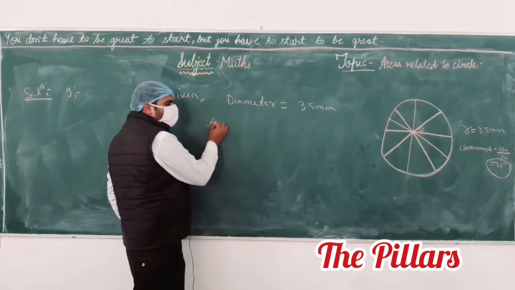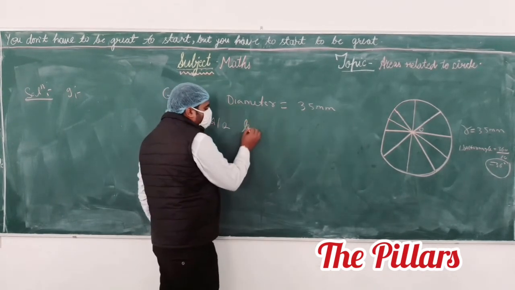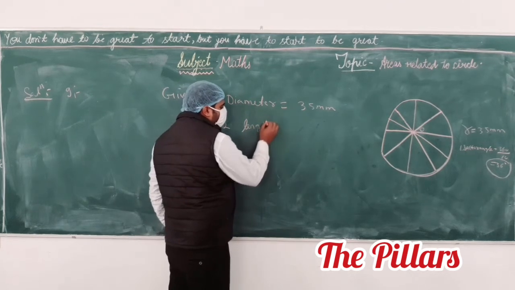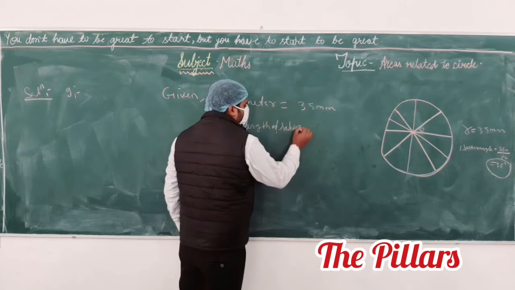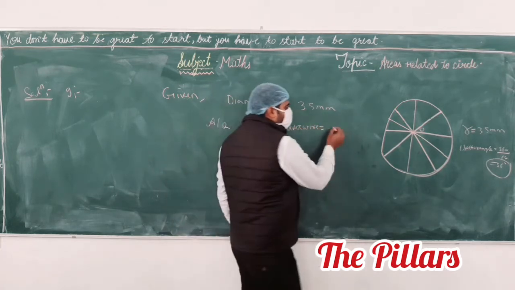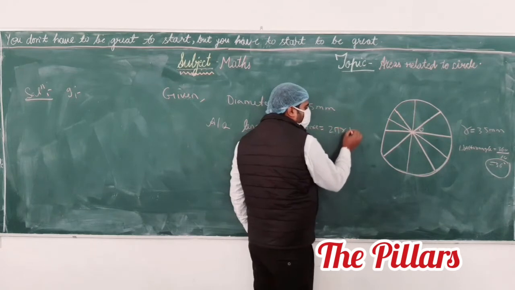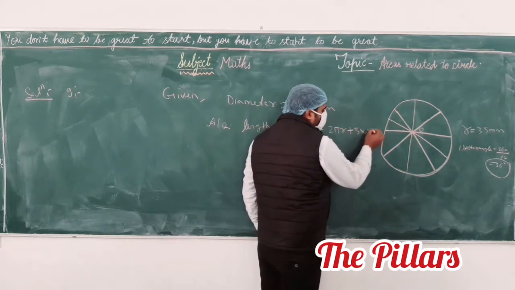According to the question, what you have to mention? Length of silver wire equals what? 2 pi r plus 5 into diameter.